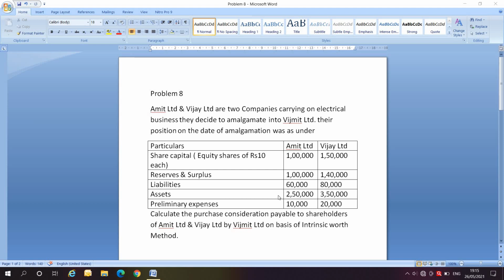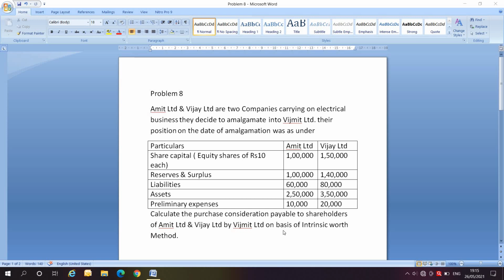To calculate intrinsic value, the formula is net assets divided by number of equity shares. First you have to calculate net assets, that is assets minus liabilities. You have to divide it by number of equity shares. The number of shares for Amit Limited is 10,000 and for Vijay Limited it is 15,000. I hope till here it is clear.